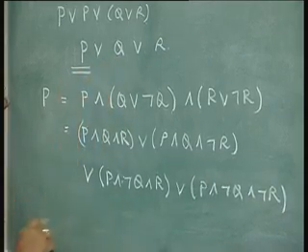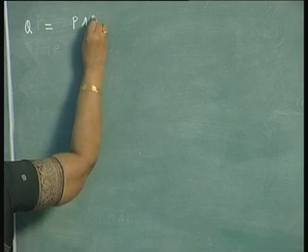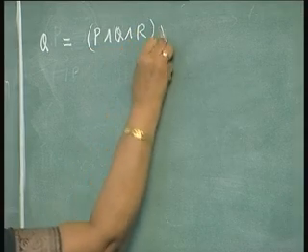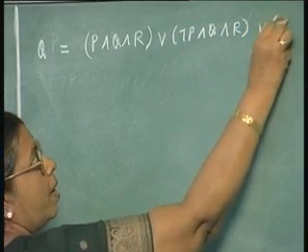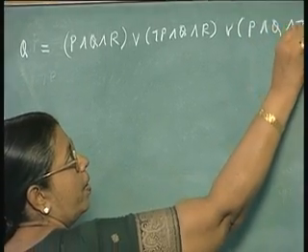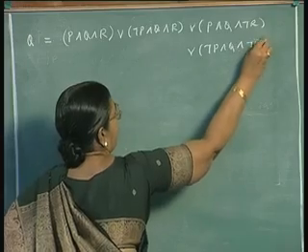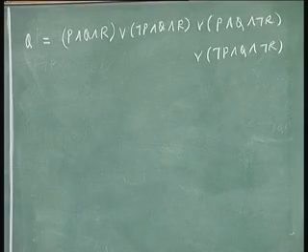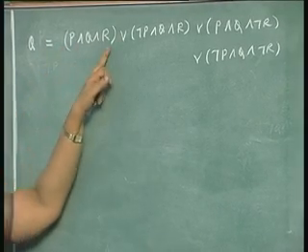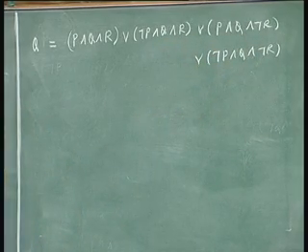Similarly, you can write for Q also. Q will be equal to P and Q and R, or not P and Q and R, or P and Q and not R, or not P and Q and not R. So, you have to provide the missing variables. Here you have only Q; P and R are missing. So, you have to provide them in all possibilities. So, you have P and R, not P and R, P and not R, not P and not R, like that you have to provide. Similarly, R also you can write.